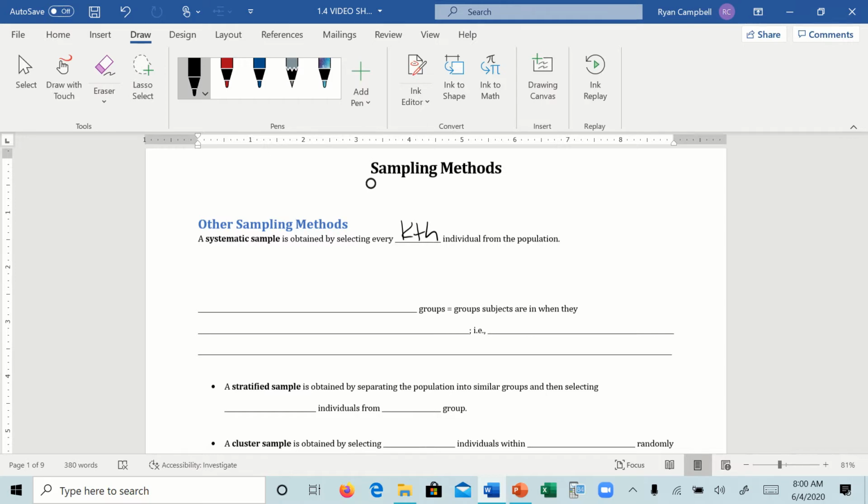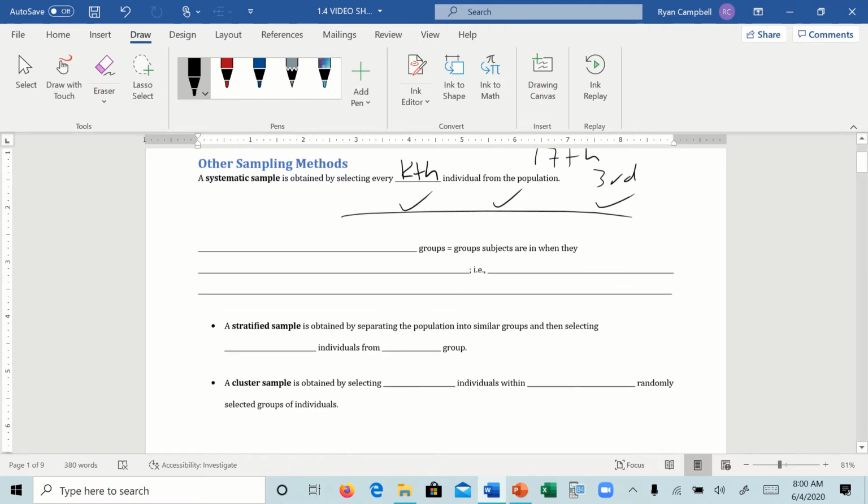So this is essentially saying every fifth person, every sixth person, every 17th person, every third person, right? Basically you line people up in a line and you count off every fourth person. So that's a systematic approach. Hopefully not too hard. All right.